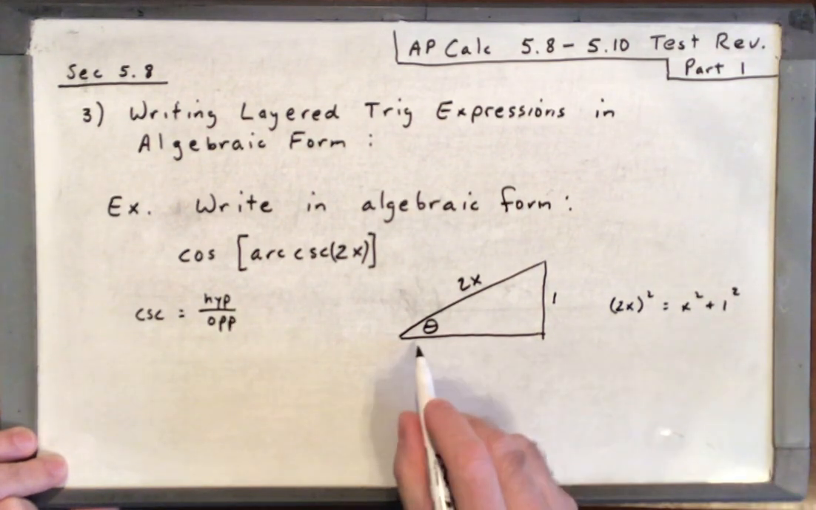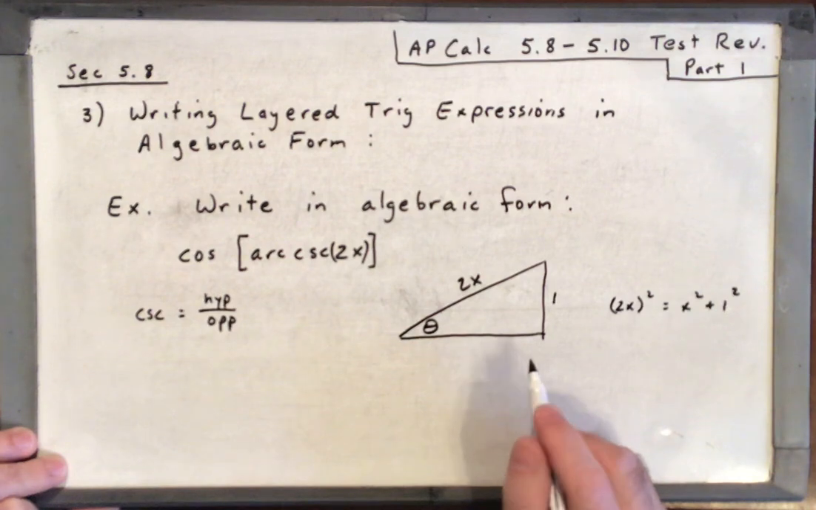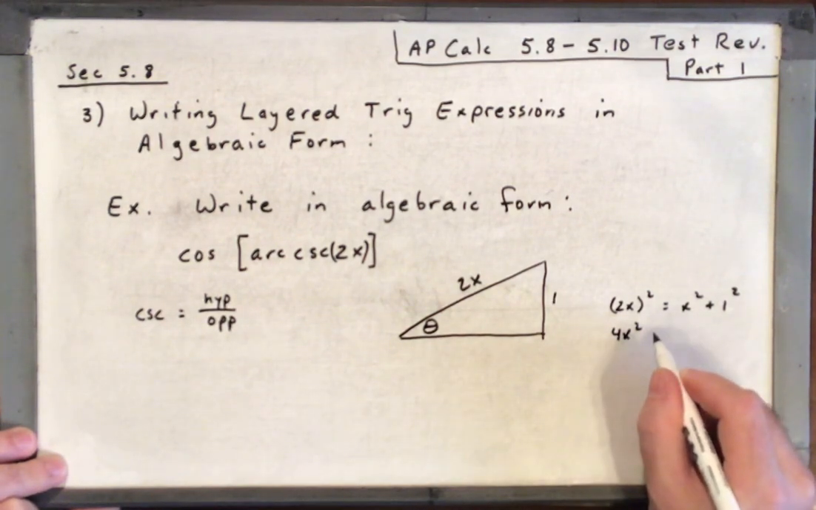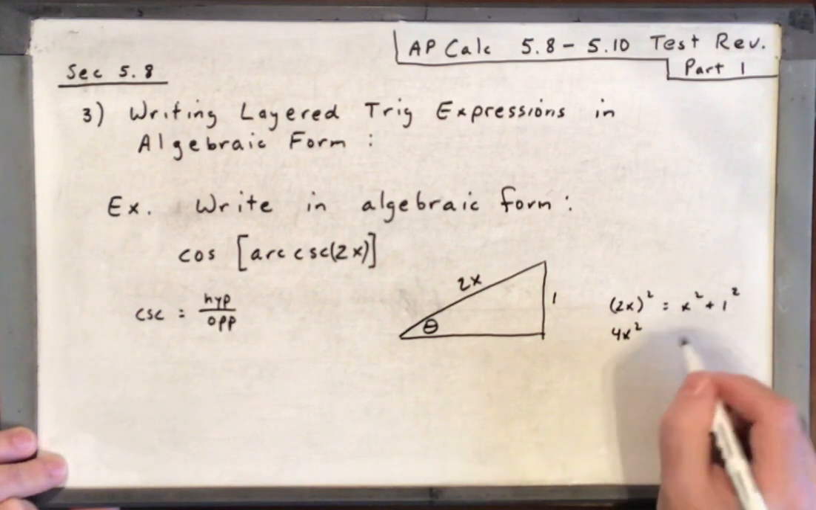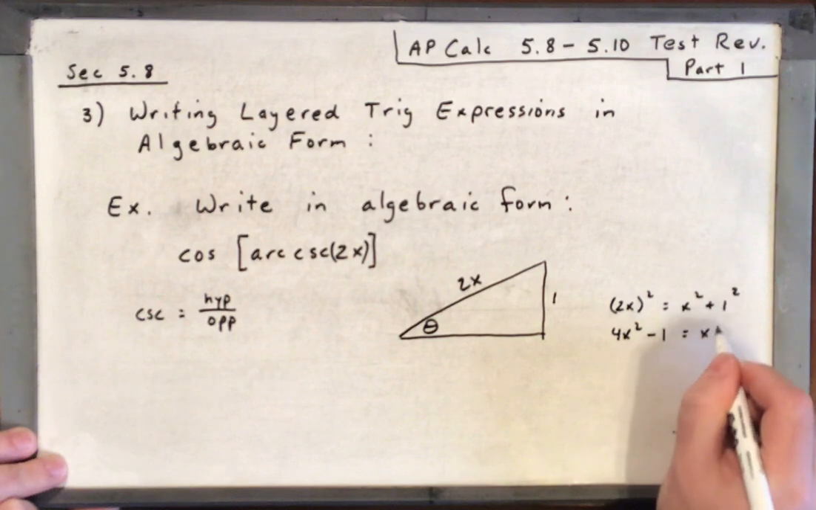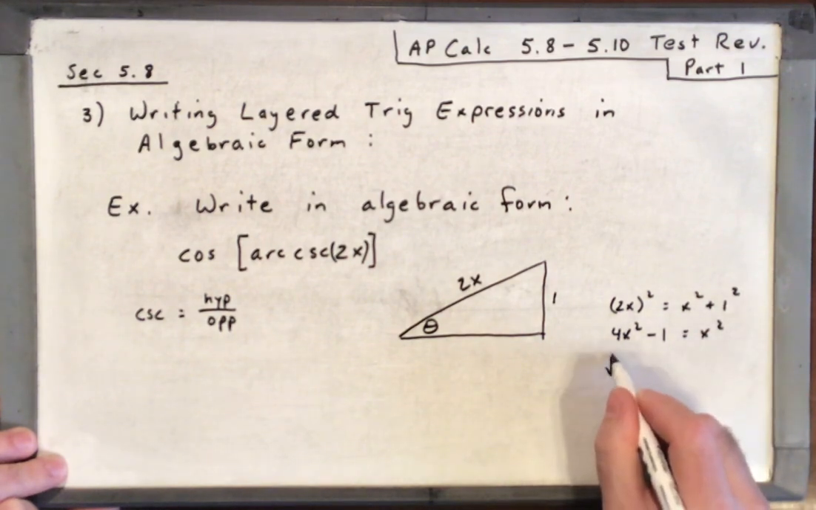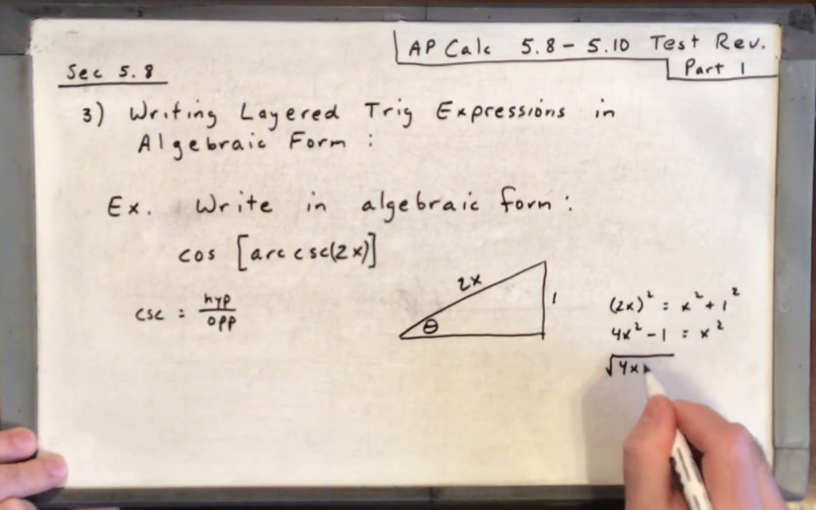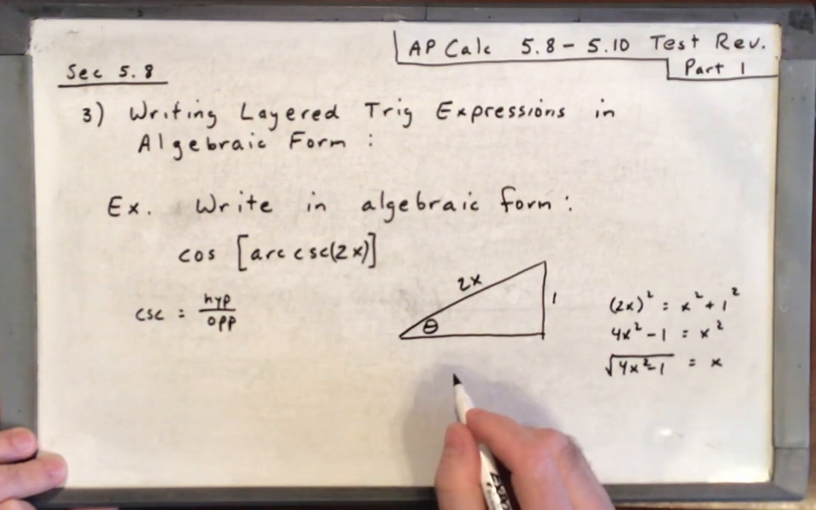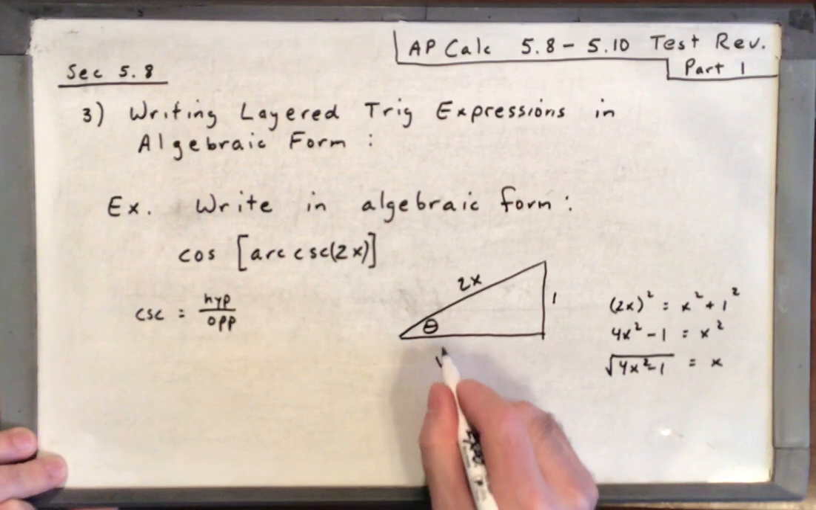Okay, so I'm trying to get this adjacent side here. So that's going to be 4x squared, and this is 1. 1 squared is 1. So move that over. Minus 1 is equal to x squared. So take the square root of that. You'd have the square root of 4x squared minus 1 is equal to our adjacent side.